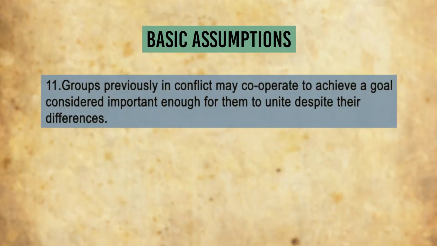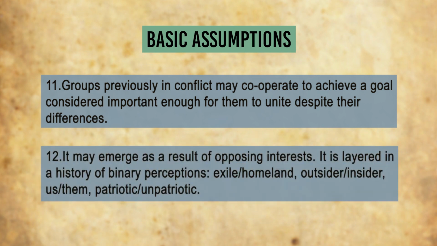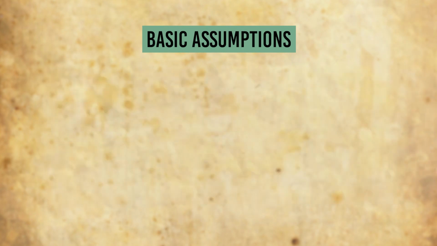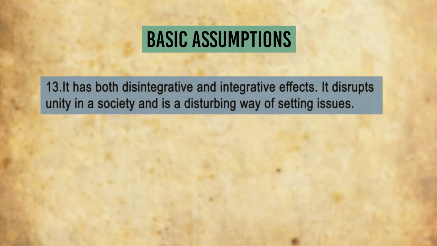Groups previously in conflict may cooperate to achieve a goal considered important enough for them to unite despite their differences. As we said, negotiations. It may emerge as a result of opposing interests. It is layered in a history of binary perceptions. So whether it is outsider or insider, us, them, these kind of binaries. And it has both disintegrative and integrative effects.